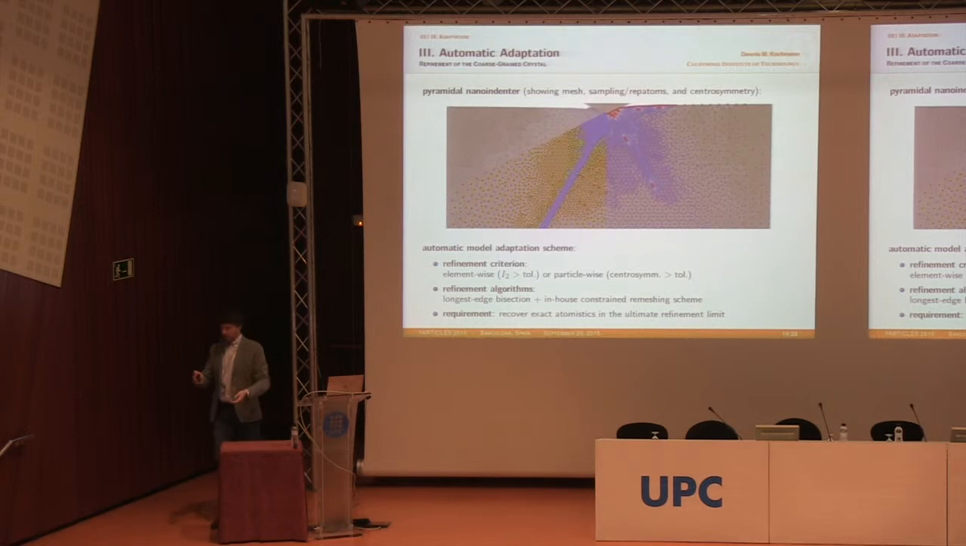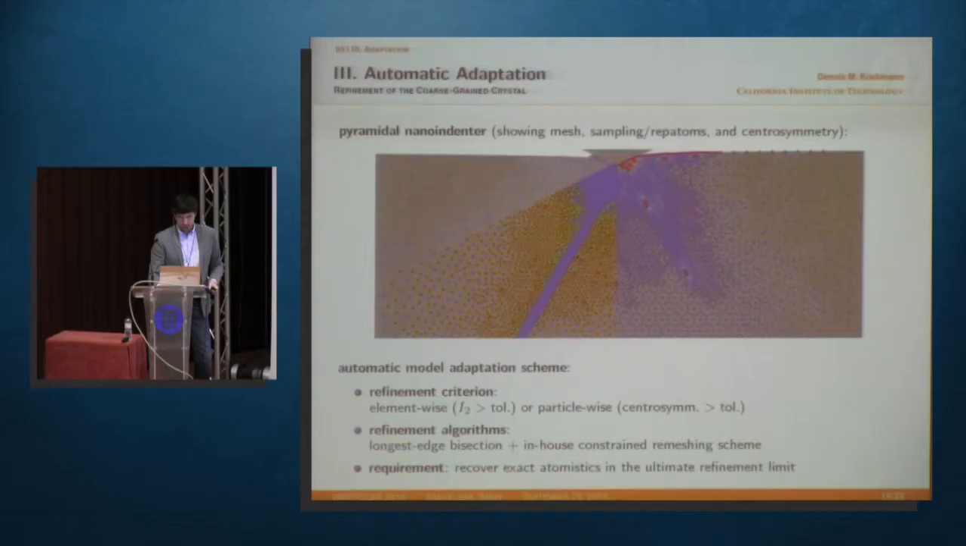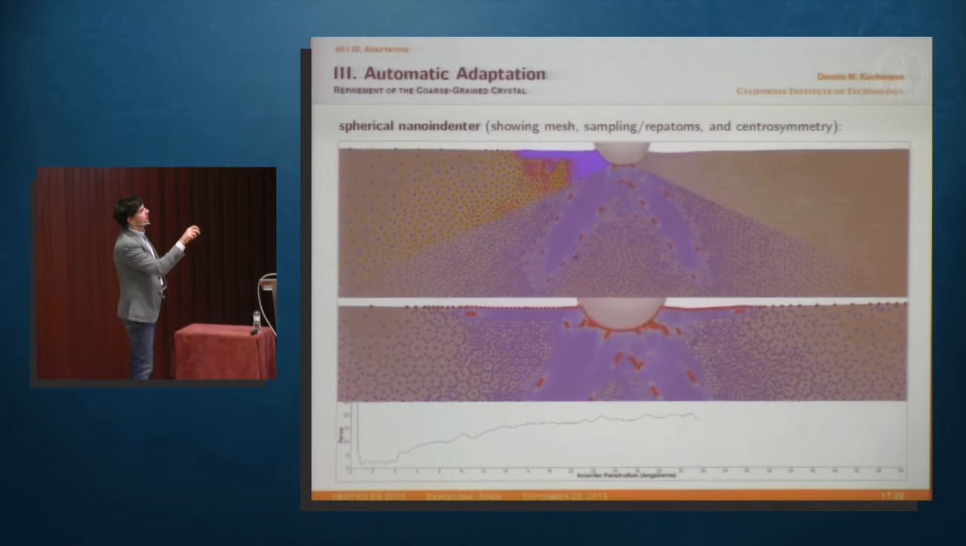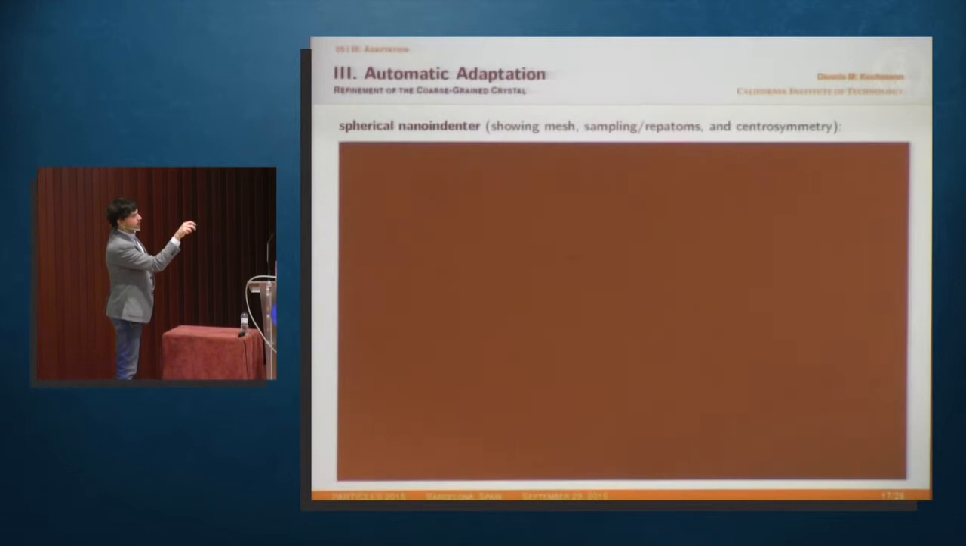So let me show you in a few movies how this works in practice. This is an example of a spherical nano-indenter coming in from the top. We start with a very coarse system. And at some point, of course, you trigger dislocation activity. What you see here in red are dislocations that are flying into the solid.